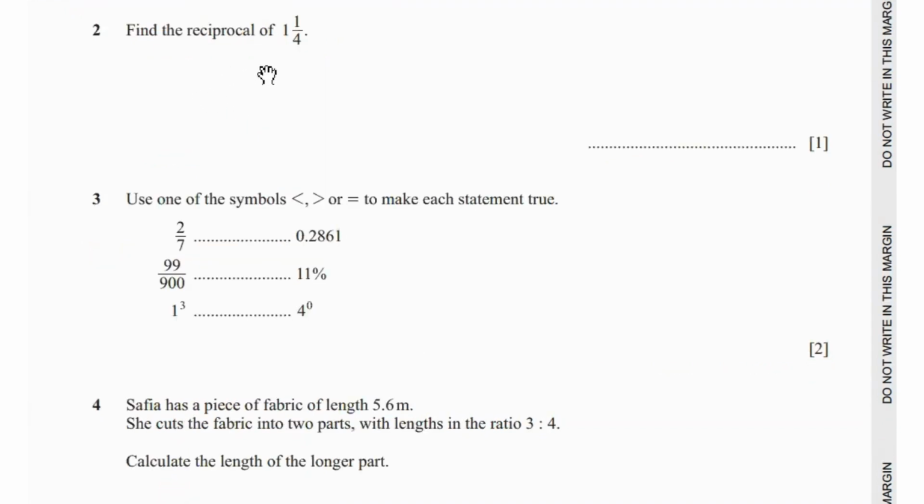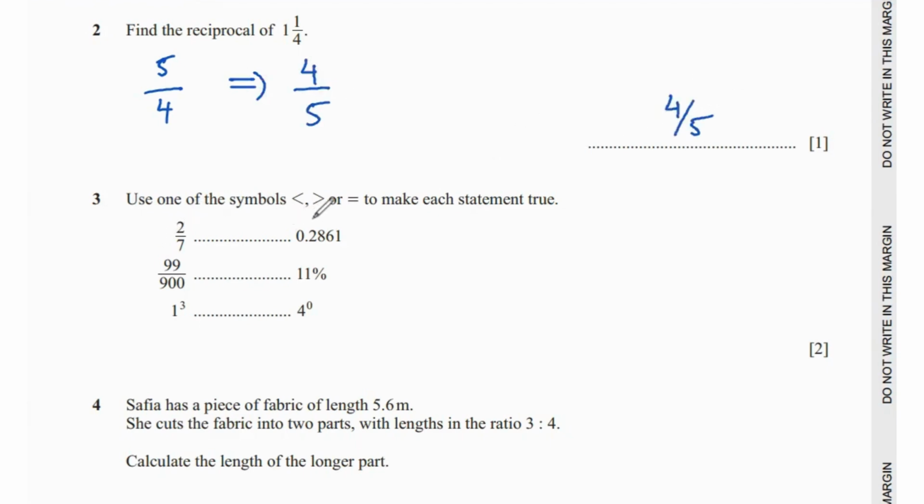Question 2 says find the reciprocal of 1 whole number 1/4. So first we convert the mixed number into an improper fraction. We times the denominator by the whole number and add the result to the numerator. 4 times 1 is 4. 4 plus 1 is 5. So 5 over 4. Now we will take the reciprocal of this fraction. When we say reciprocal, basically what we're doing is flipping the fraction. So we're swapping the numerator with the denominator and vice versa. So that gives us 4 over 5.